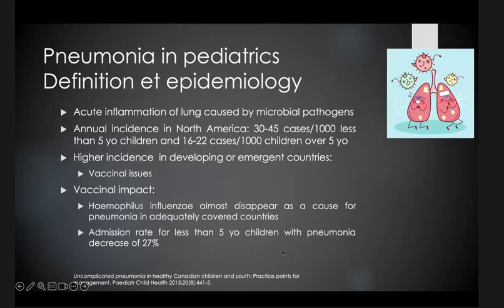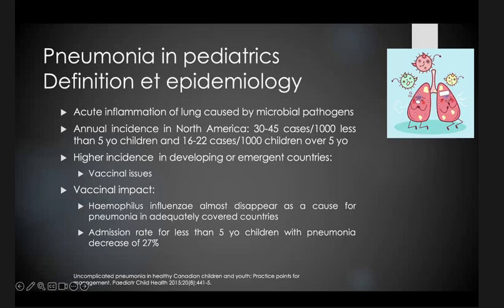Okay, let's continue to pneumonia in pediatrics. So what's the definition of a pneumonia? It's an acute inflammation of the lungs caused by microbial pathogens. I don't have the incidence around the world, but in North America, it's a bit more common in children less than 5 years old than in older children, but it's still a common infection.